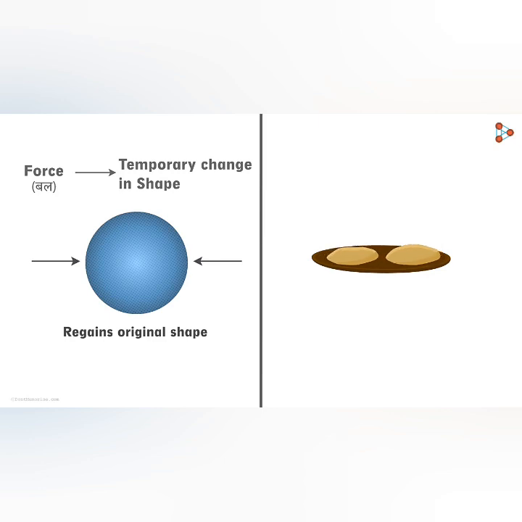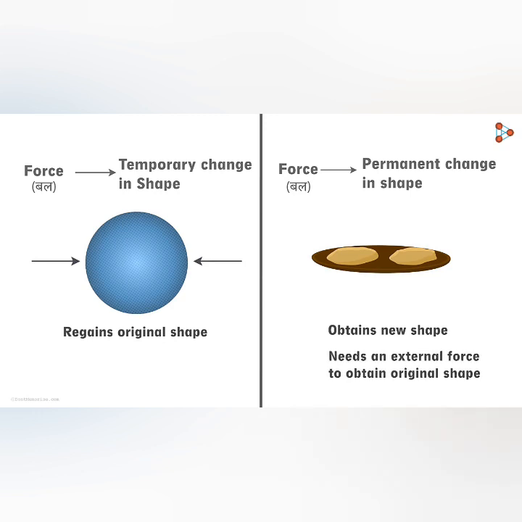Now you take a dough and roll a chapati. When force is applied on the dough, it obtains a new shape. But when force is released, it does not take its original shape. This change is a permanent change. If we have to get the original shape of the dough, we have to apply an external force.